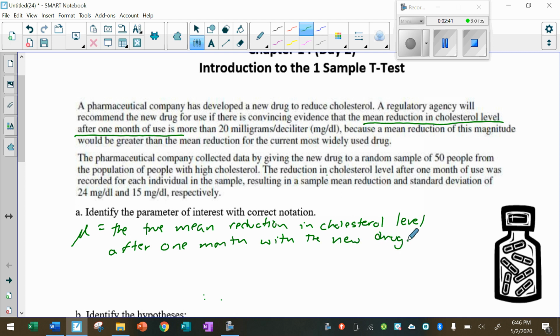All right. The one thing, when I looked at a lot of your guys' responses, you want to be very specific in your parameter of interest. Okay, it's not just saying the true proportion, or the true mean. You got to be specific in your identification of the parameter. Okay, this course is all about context, so you got to be able to write these things in context. So that's the parameter, the true mean reduction in cholesterol level after 1 month with the new drug.